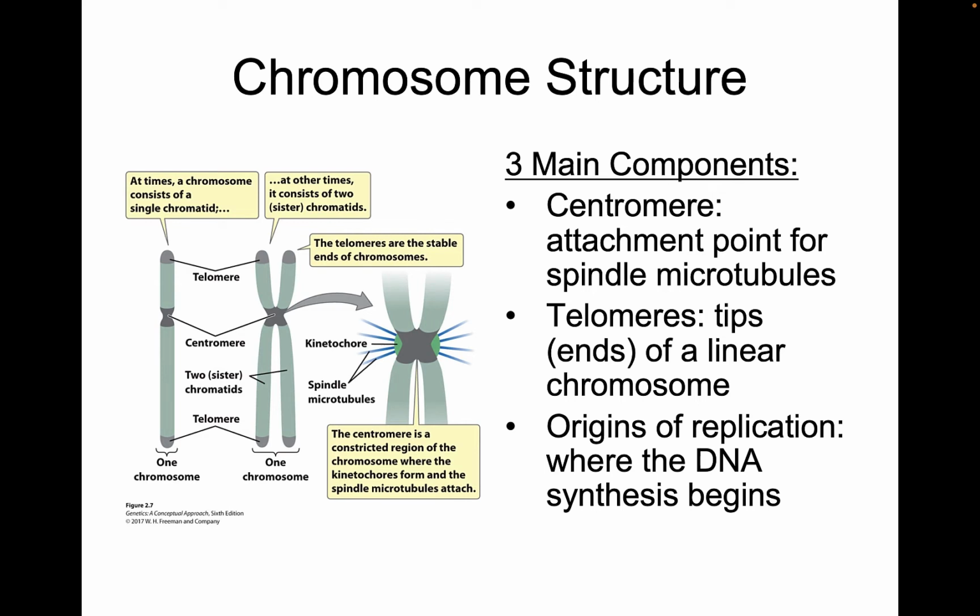The telomeres are also a component of the chromosome, and these are the ends or the tips of a linear chromosome, and they also are repetitive sequences. These repetitive sequences are thought to help stabilize the ends of the chromosome so that they don't shorten through each round of replication, and they provide stability to the chromosomes. Interestingly, research shows that telomeres also play a role in limiting cell division, and they play an important role in aging and cancer.